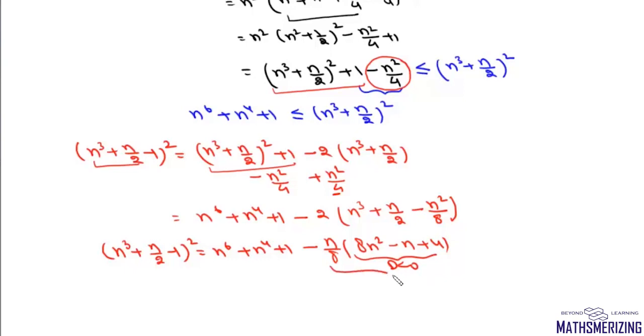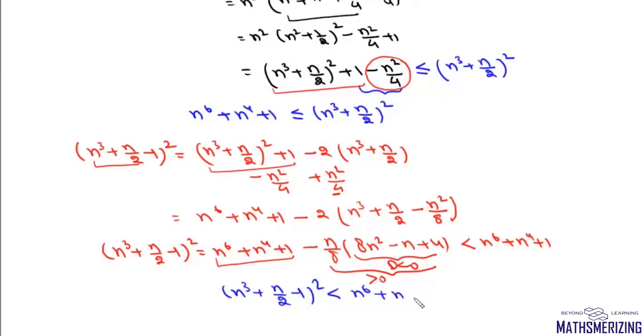So that means this expression is always positive, and since n is greater than or equal to 2, this expression is always greater than 0. So n to the power 6 plus n to the power 4 plus 1 minus some positive value will always be strictly less than n to the power 6 plus n to the power 4 plus 1, and that's our second result, which is n cube plus n by 2 minus 1 whole square is less than n to the power 6 plus n to the power 4 plus 1.